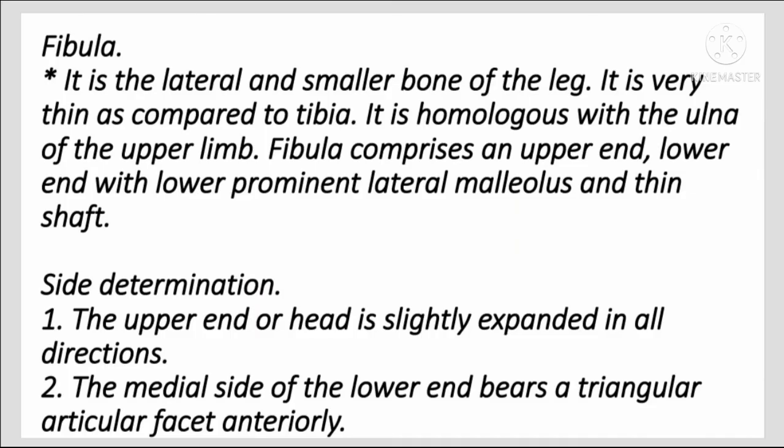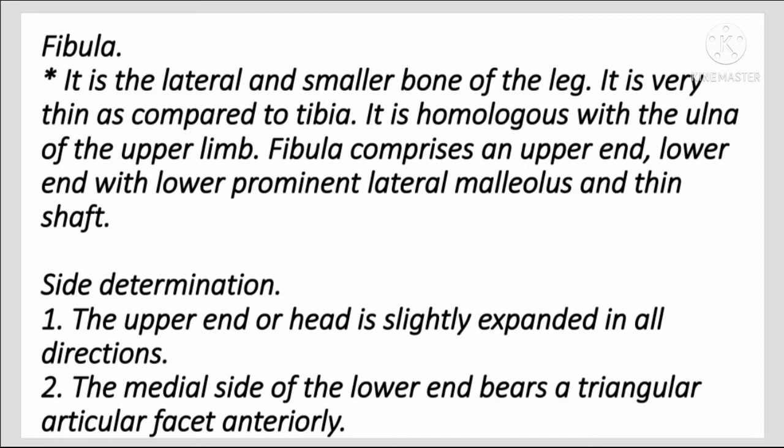Fibula: it is the lateral and smaller bone of the leg. It is very thin as compared to the tibia. It is homologous with the ulna of the upper limb. Fibula comprises an upper and lower end, with the lower prominent lateral malleolus and thin shaft.